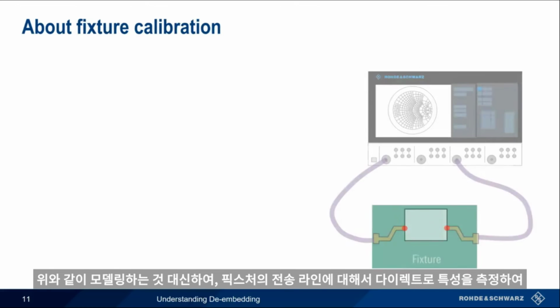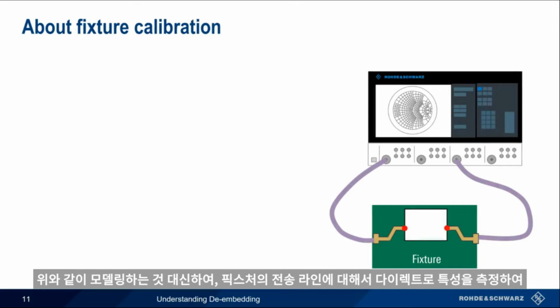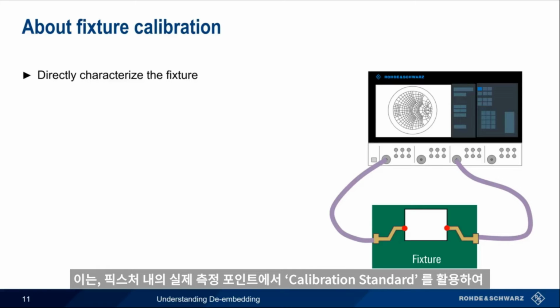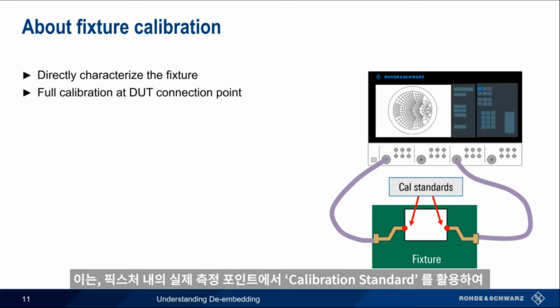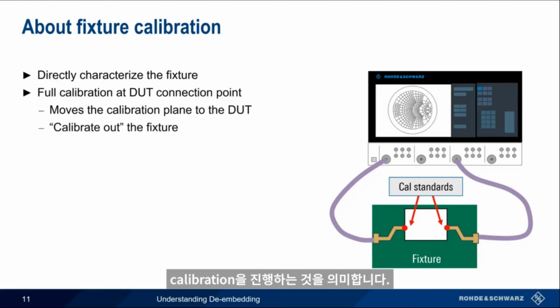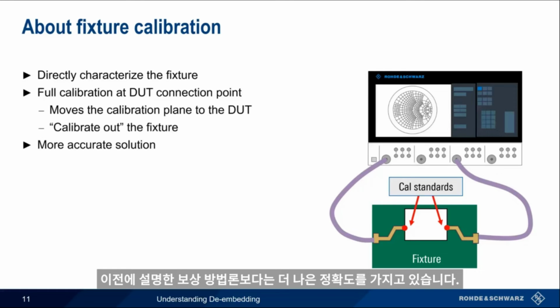Instead of modeling the fixture as an ideal or a non-ideal transmission line, we could also directly characterize the fixture, and this is often called fixture calibration. Rather than attaching a short and/or open at the DUT connection points, we perform a full calibration with a set of cal standards. This moves the calibration plane directly to the DUT inputs and allows us to calibrate out the fixture. Since we're actually measuring the fixture, fixture calibration is more accurate than the previously mentioned methodologies.